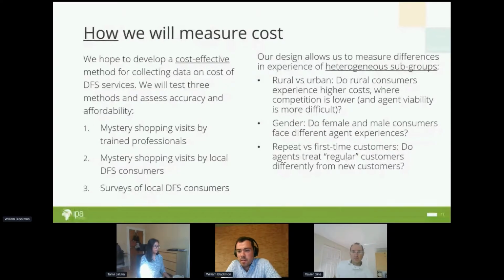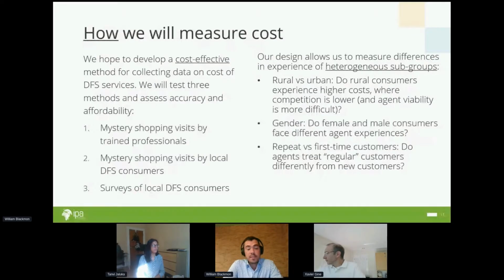These local consumers are also less likely to raise suspicion from agents, and so it may be logistically easier in some ways to use local shoppers. And then finally, we'll also test out a simple, straightforward survey of local DFS consumers. We will position our own enumerators just outside of agent locations and ask local consumers that are leaving the agent locations after completing a transaction if we can meet with them to conduct a brief survey.